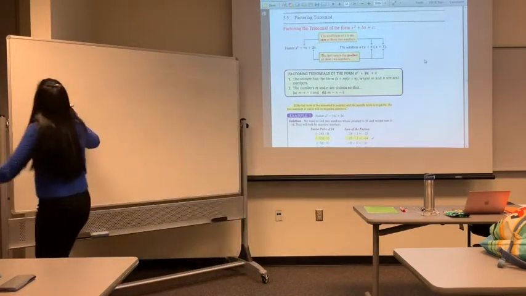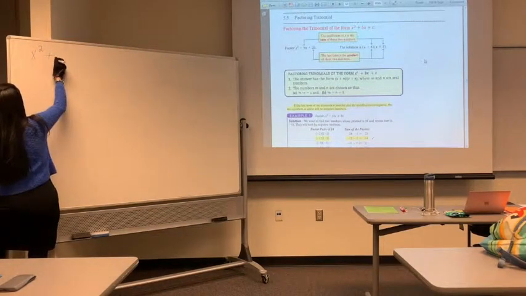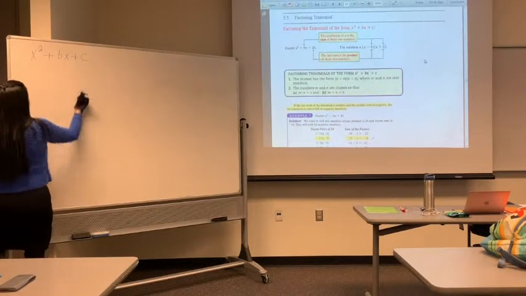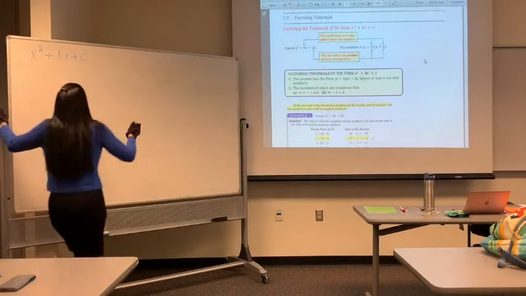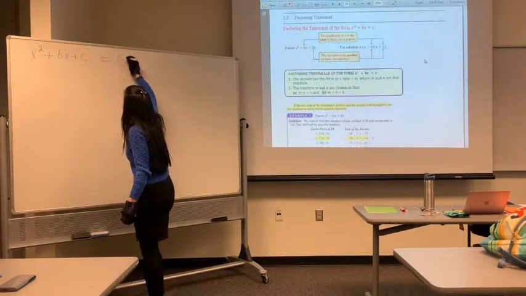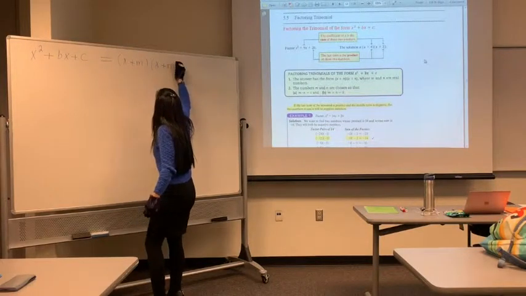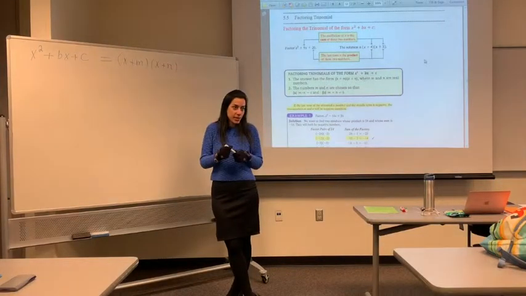So if we have this form, x squared plus bx plus c. So b was a number, c was a number. Correct? If you have something in this form, we can factor this using M and N kind of method.